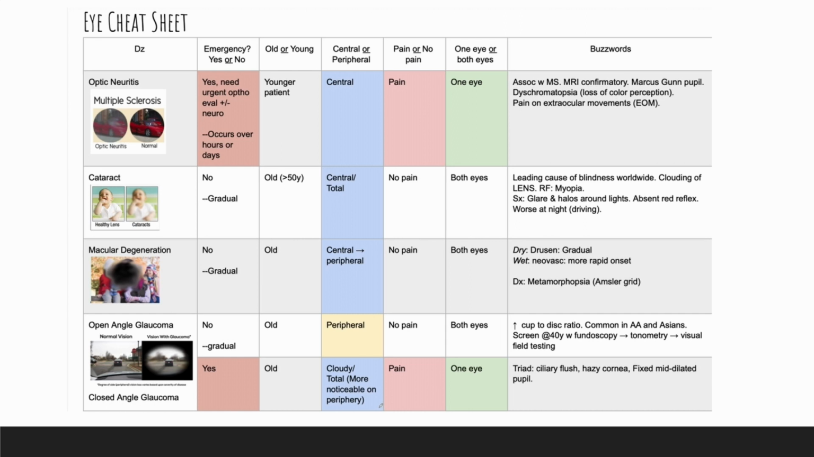Is it more central or peripheral vision loss? Is there pain or no? Is it acute onset or gradual onset? And is it one eye or both eyes? So this chart helps a lot with putting all those pieces together. There's two. So we have all of these and all of these. I think if you can learn this really, really well, you'll have a great handle on the eye. I'm not saying this is all you need to know, but if you do know this, if you commit it to memory, it'll make your life a lot easier when it comes to differentiating processes on exam.